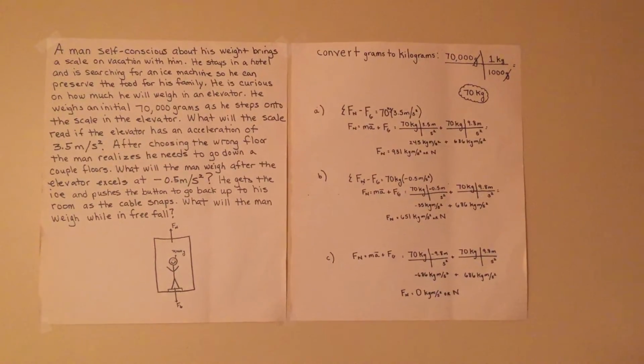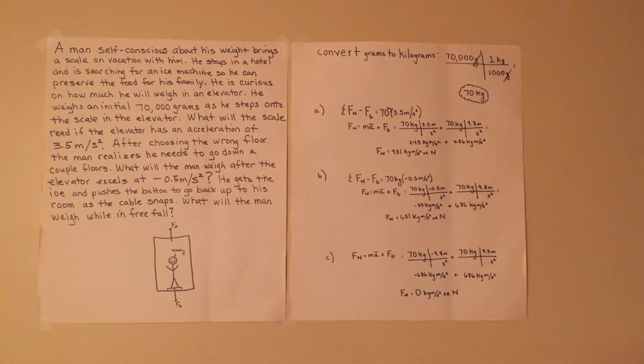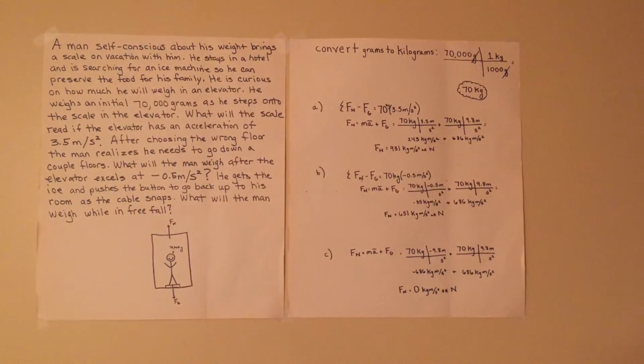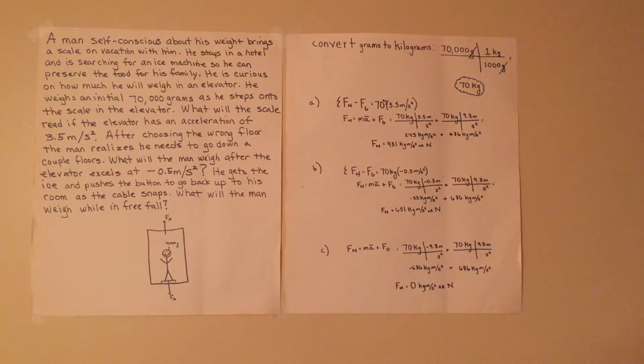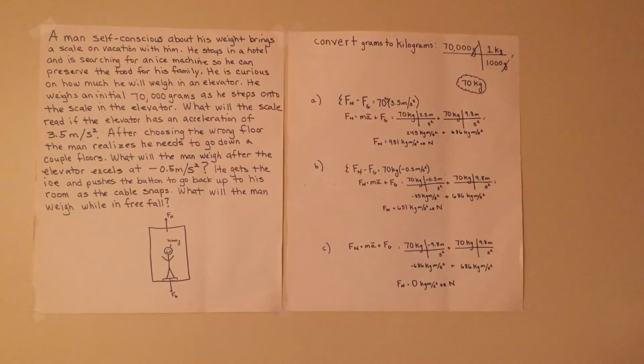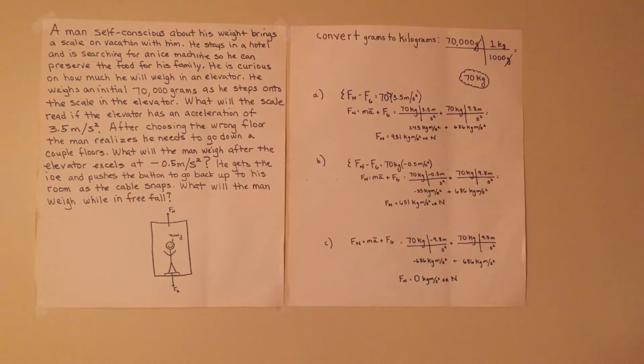What will the scale read if the elevator has an acceleration of 3.5 meters per second squared? After choosing the wrong floor, the man realizes he needs to go down a couple floors. What will the man weigh after the elevator accelerates at negative 0.5 meters per second squared?